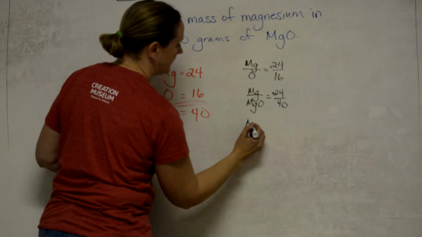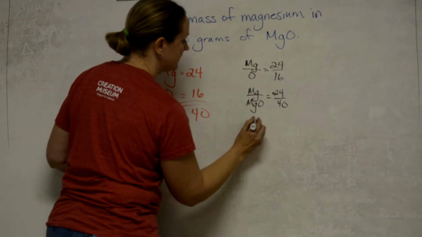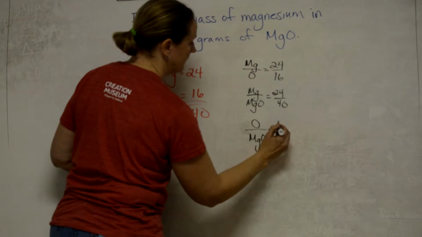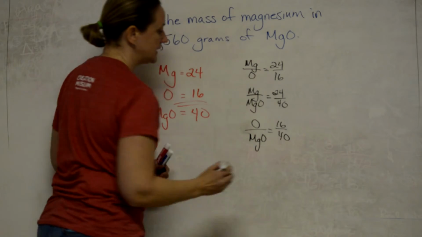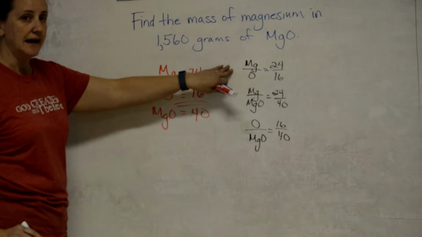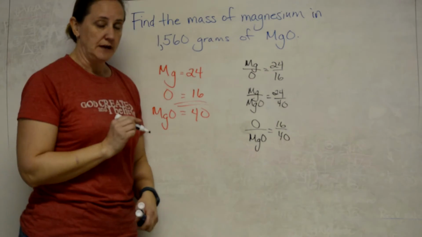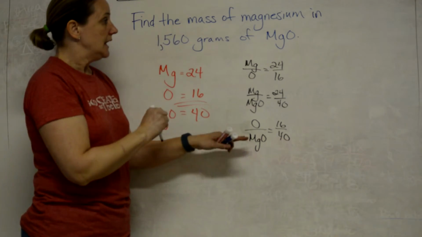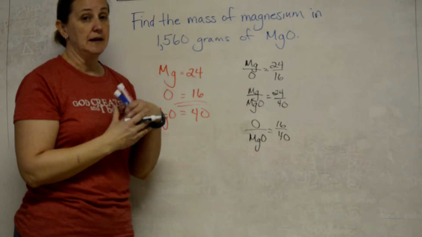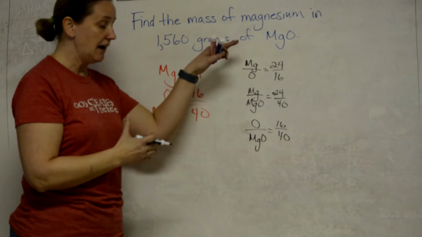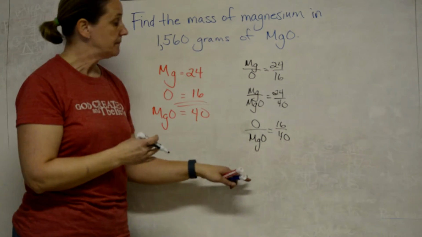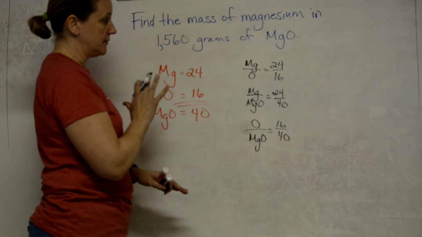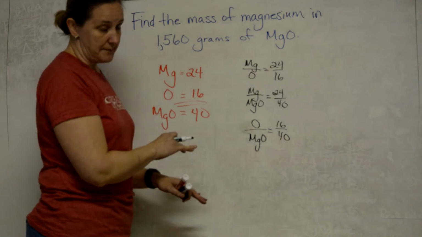And if I was figuring out oxygen in my compound, I would have 16 over 40. Keeping in mind, I'm looking at the 3 different ratios that I can get coming out of this information. If I had a compound that had more elements in it, I would have more possible ratios. But all I have here is magnesium and oxygen in my compound.